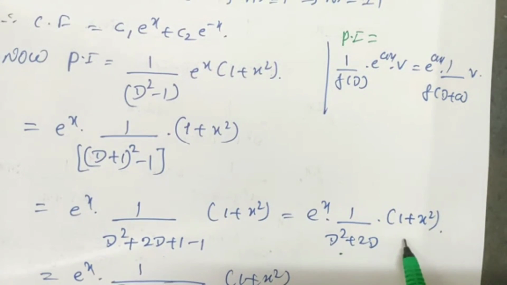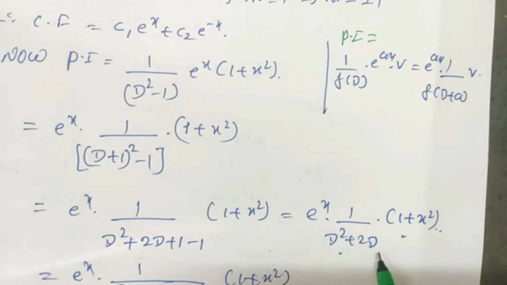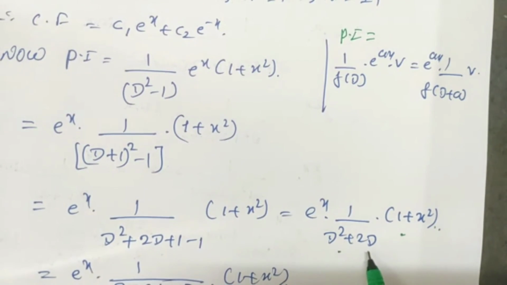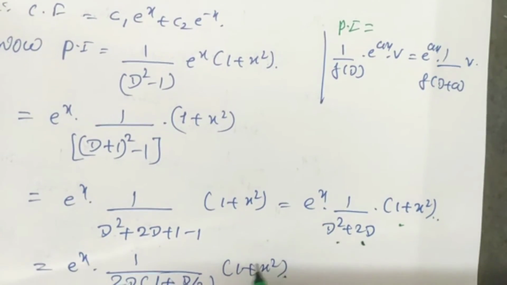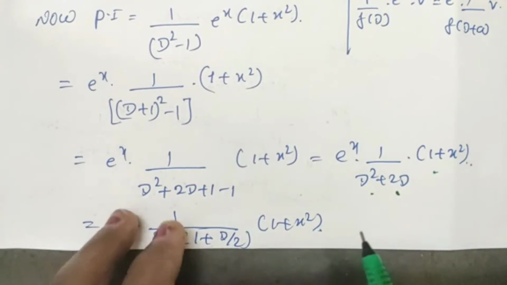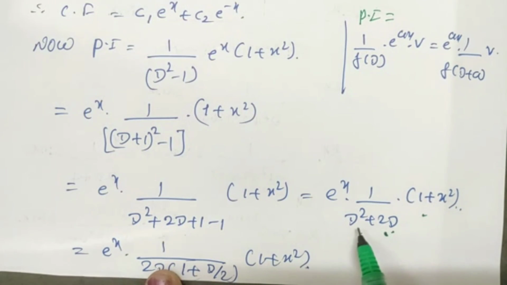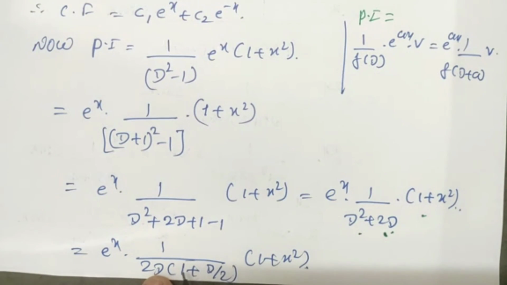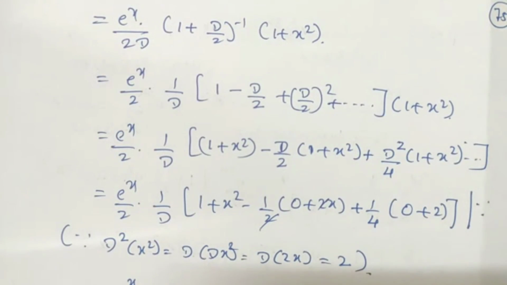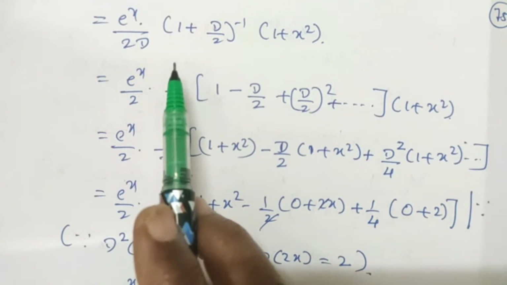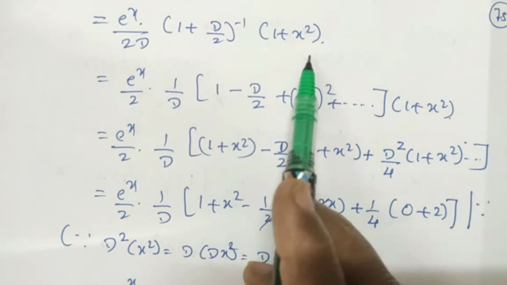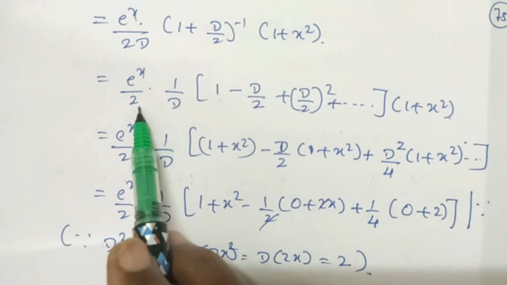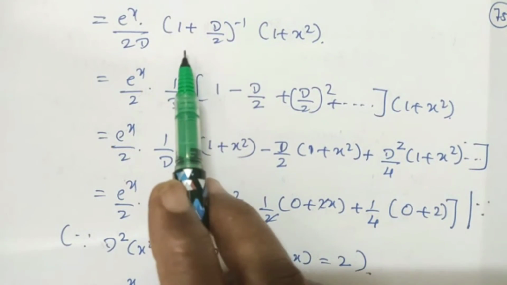We know how to find the particular integral of 1 plus x square divided by d square plus 2d. We know the method. Here you have to take the least degree term of d, that is 2d, common. So what remains? Taking 2d common, it is 1 plus d by 2 into 1 plus x square. Now it is e raised to x divided by 2d, with 1 plus d by 2 in the numerator taken to the power of minus 1, into 1 plus x square. So e raised to x divided by 2, 1 by d of, expand this one.